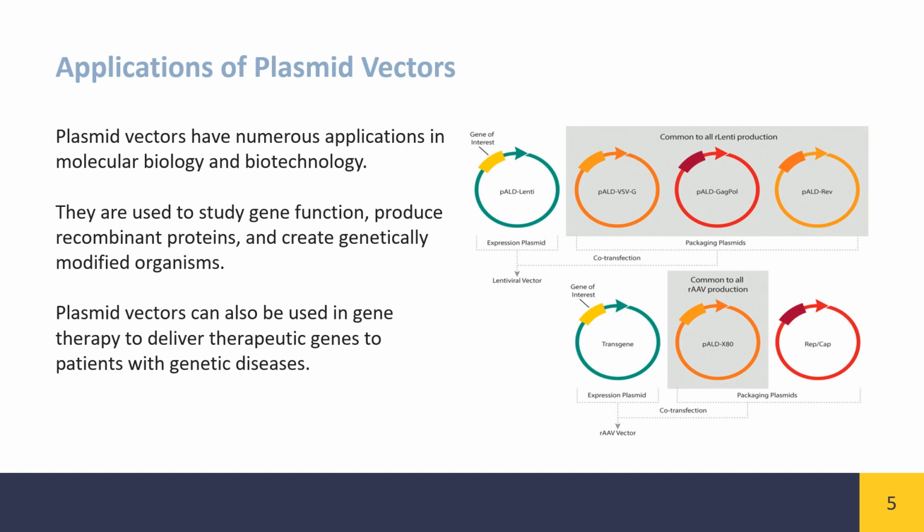Plasmid vectors have numerous applications in molecular biology and biotechnology. They are used to study gene function, produce recombinant protein, and create genetically modified organisms. Plasmid vectors can be used in gene therapy to deliver therapeutic genes to patients with genetic diseases.